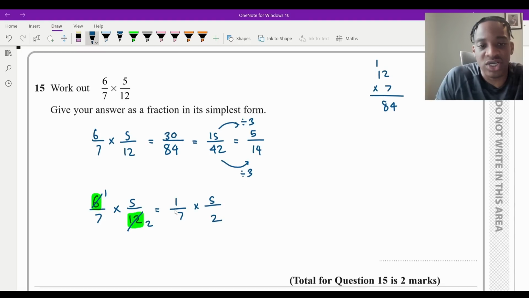And then in this case, we can just multiply across a lot more easily than we did on the top here, which is just going to be 5. 1 times 5 is 5. 7 times 2 is 14. So the answer is 5 over 14. The exact same thing we got here, but this way is a bit more efficient.